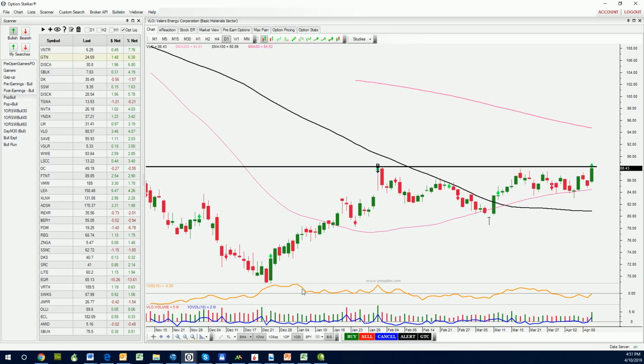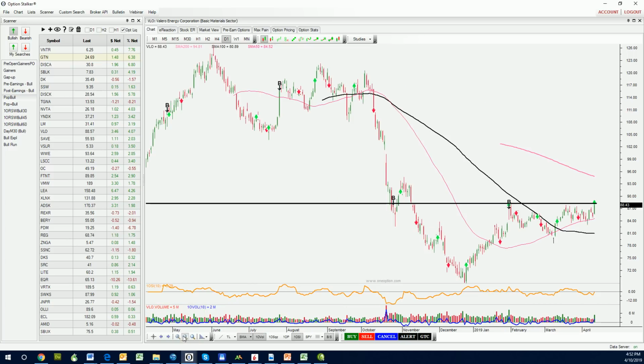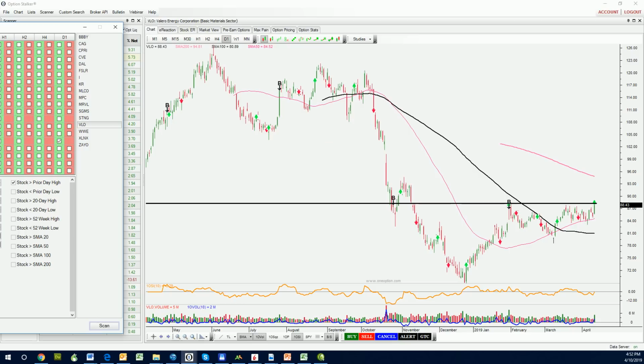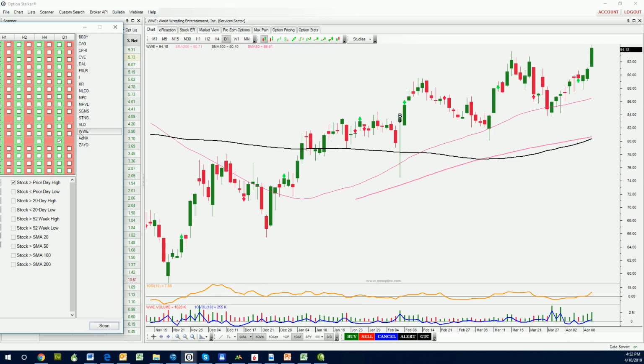Major horizontal resistance. Let's zoom out. Very nice. It's bottomed. It's starting to really improve from a technical standpoint. It has room to run, so it may not need the market to rally. VLO, that's one of our stocks that we're going to trade this week, and it's one that we're going to be watching and tracking next week when we log in.